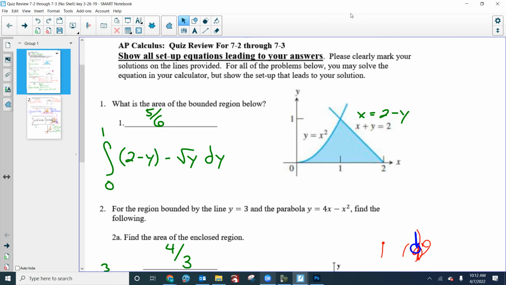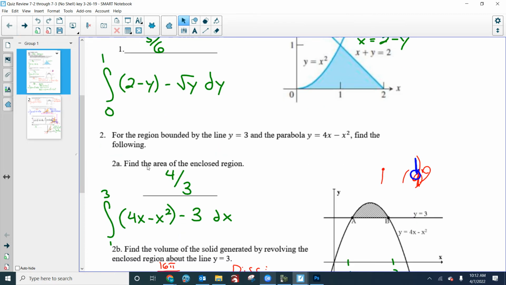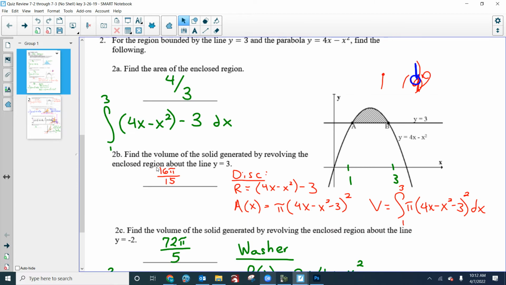Here we go. Check the first couple. Number 1 was 5/6. You can check 2A, B, and C. All right, remind me, which quiz are we taking? Probability? Yeah. What chances are good? But I got it right here.